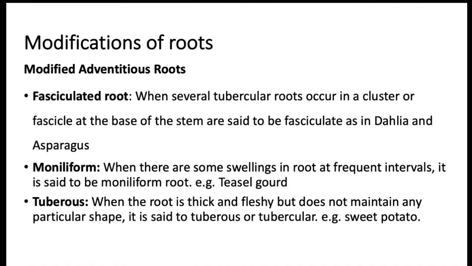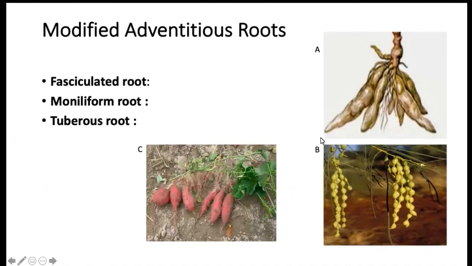And when they are thread-like structures, but the threads have some bead-shaped structure, just like a string of pearls, this is called moniliform. And when there is no definite shape and structure, this is called tuberous form. So these are the pictures of fasciculated, moniliform, and tuberous root. Picture A is fasciculated, picture B is moniliform, and picture C is tuberous root. These three modifications are basically due to the storage of food.